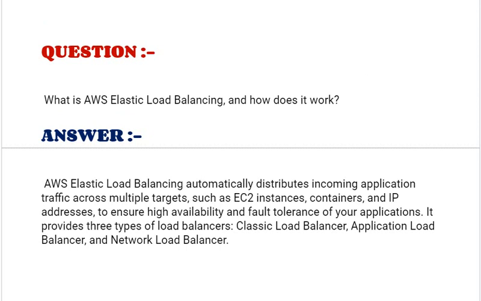Our next interview question is, what is AWS Elastic Load Balancing and how does it work? Your answer should be AWS Elastic Load Balancing automatically distributes incoming application traffic across multiple targets such as EC2 instances, containers, and IP addresses to ensure high availability and fault tolerance of your applications. It provides three types of load balancers, that is, classic load balancer, application load balancer, and network load balancer.